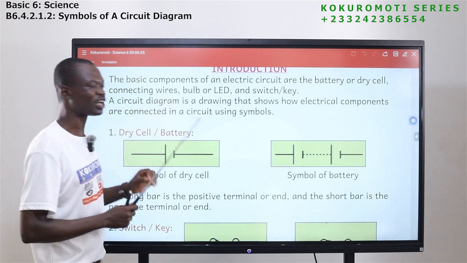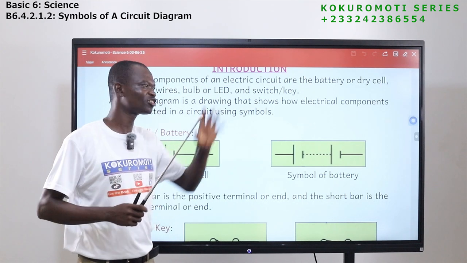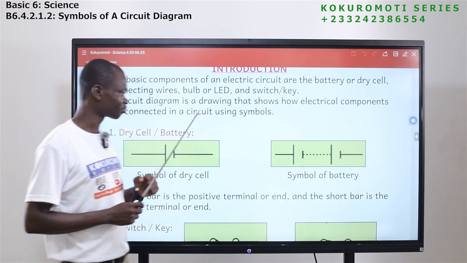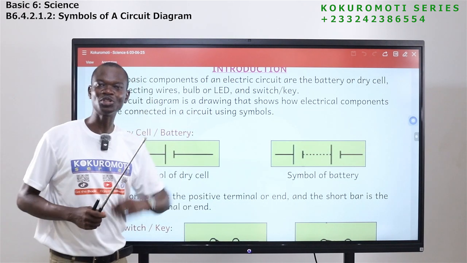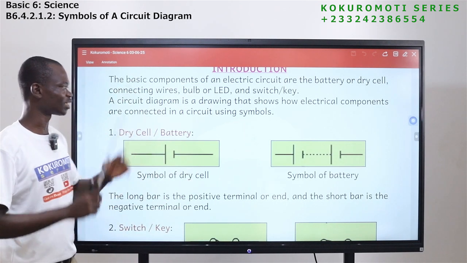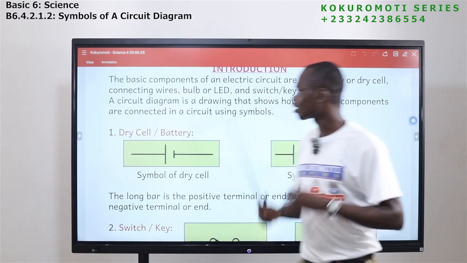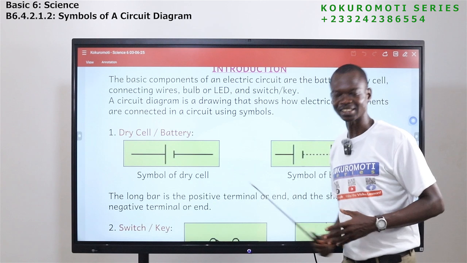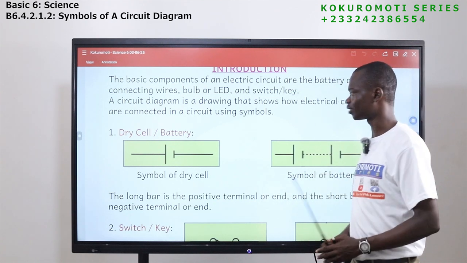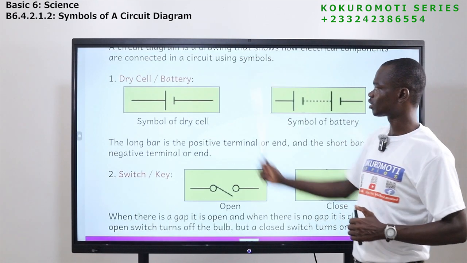And then what you have to show is that all the components, don't draw the component, don't draw a bulb, don't draw battery, don't draw wire, don't draw the rest, but rather use their symbols for them. So a circuit diagram is a drawing that shows how electrical components are connected in a circuit using their symbols. So we are going to look at all the components and their symbols. Okay. The first one is a dry cell or battery.